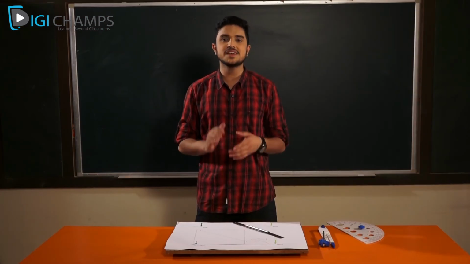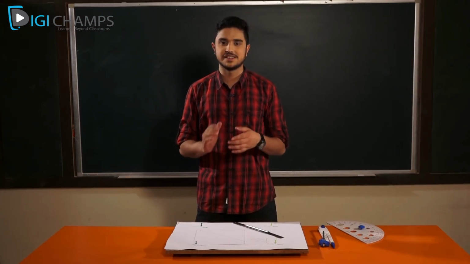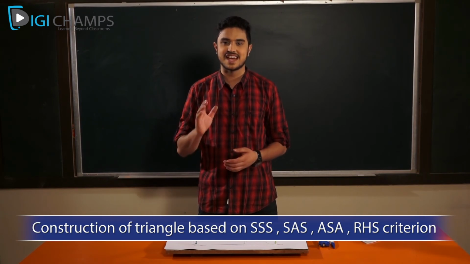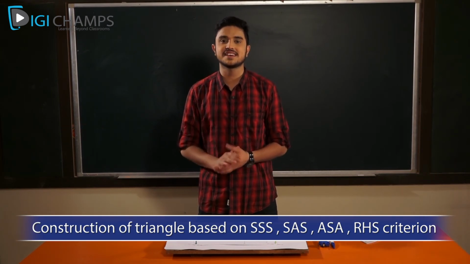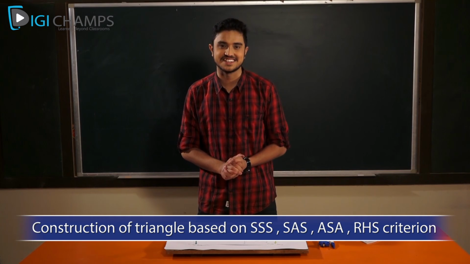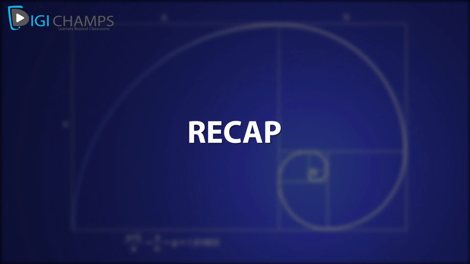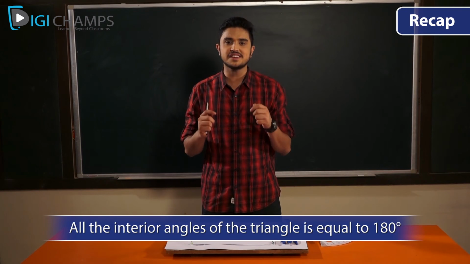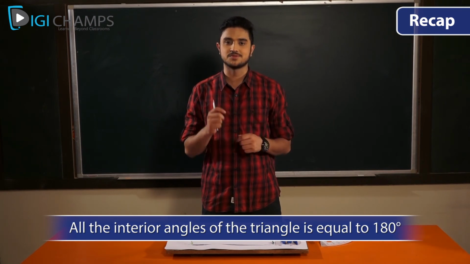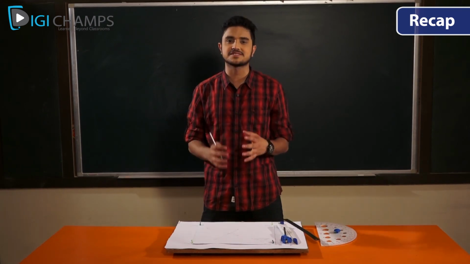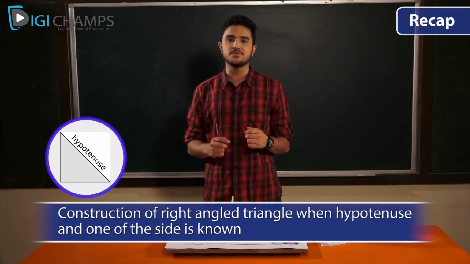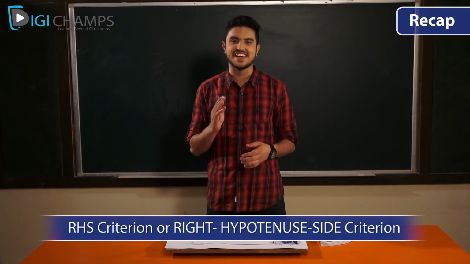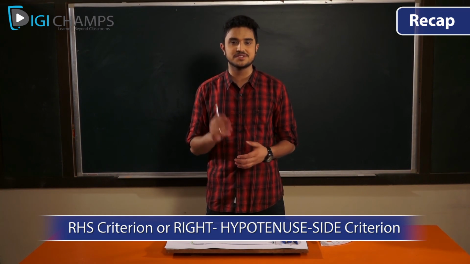So champ, with this we are done with this chapter. In this chapter we learned how to draw triangles on 4 criteria: the SSS criteria, the SAS criteria, the ASA criteria, and the RHS criteria. ASA criteria, or the angle side angle criteria. All the interior angles of a triangle should add up to a sum of 180 degrees. Constructing a right angle triangle when we know the hypotenuse and one of the sides is also known as the RHS criteria, or right angle hypotenuse side criteria.